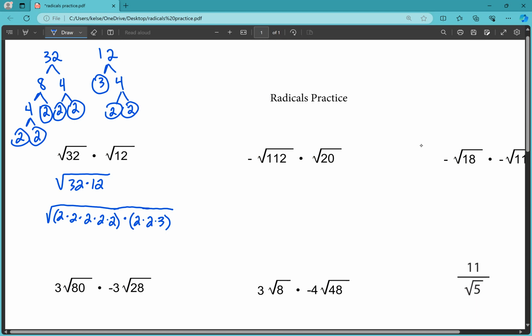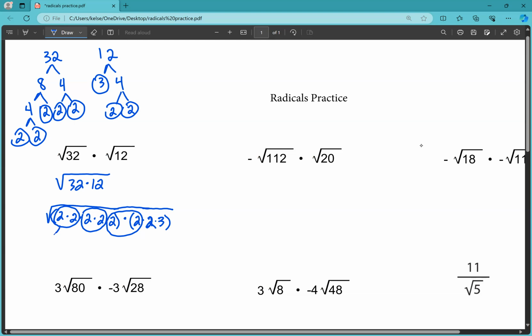So now what you're going to do is go through here and find any pairs of the same number. It's only pairs we're looking for. So you're just looking for two at a time of the same number. So we have one pair of 2's right here. I'm going to put a circle around them. I have another pair of 2's right there. I'm going to put a circle around them. And right here, I have another pair of 2's. I'm going to put a circle around them. And then I have a single 2 and a single 3 left over. So since they're just one of each, they stay like that.